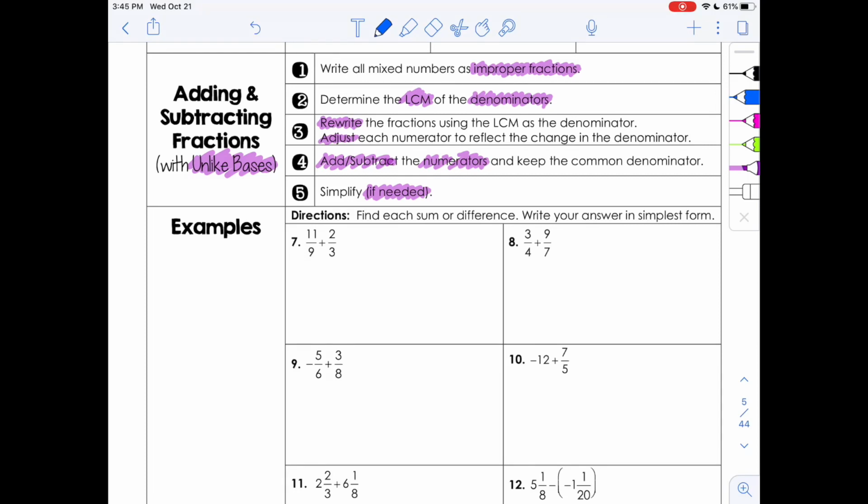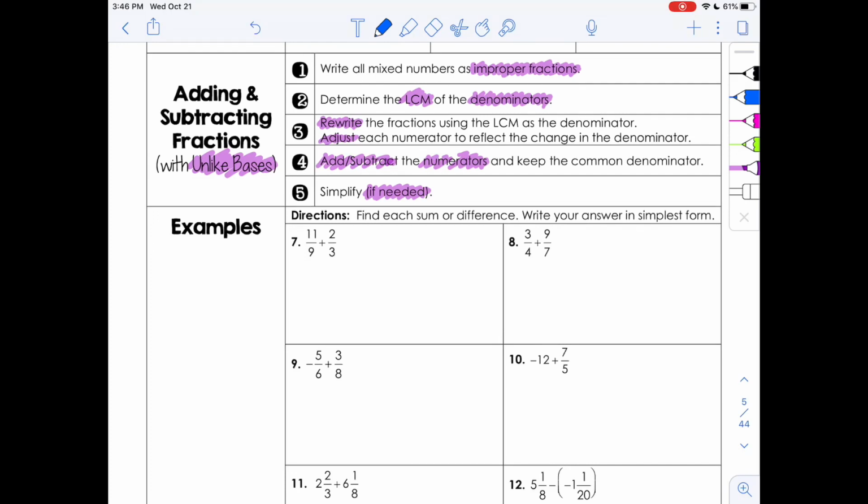Number 7, 11/9 plus 2/3. First, we want to make sure that everything is written as a proper or improper fraction, and both of these fractions are. However, both of these fractions have different bases, 9 and 3, so we can't add these as they are. So what we want to do is apply step 2. We want to first determine our least common multiple.